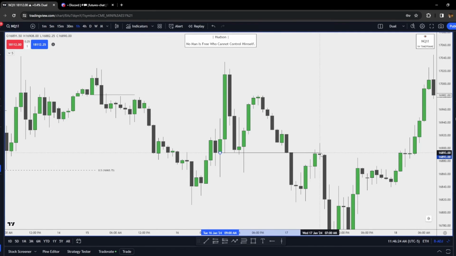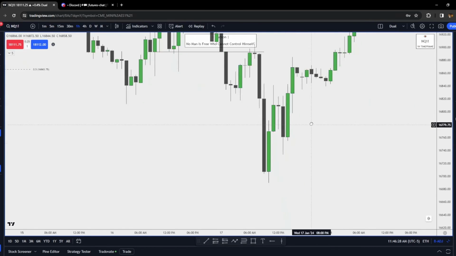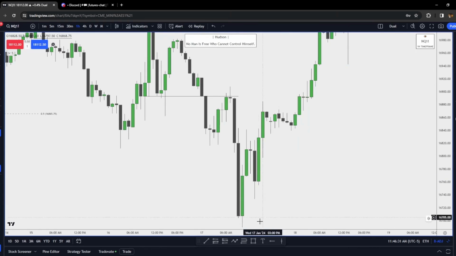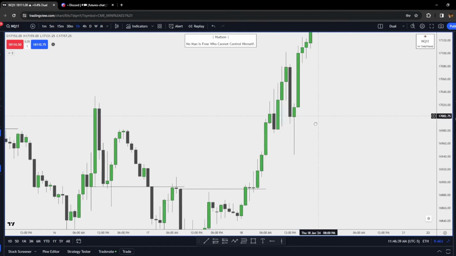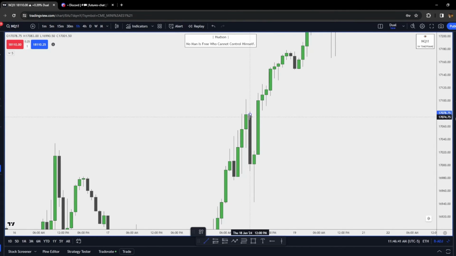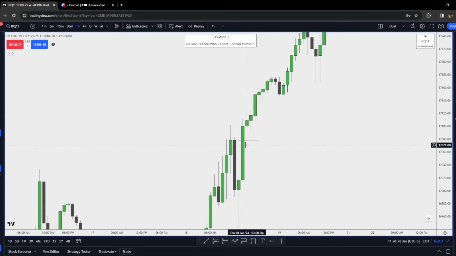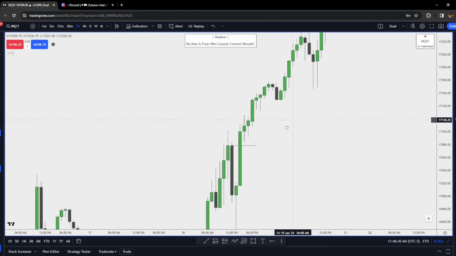Close below right here. Notice we come up, tap into it. Expansion lower. We make a new low. Our eyes draw to what? This. Close above. Trade into it. Expansion higher. Make a new swing low. Our eyes draw to what? This. Are you guys getting the point?